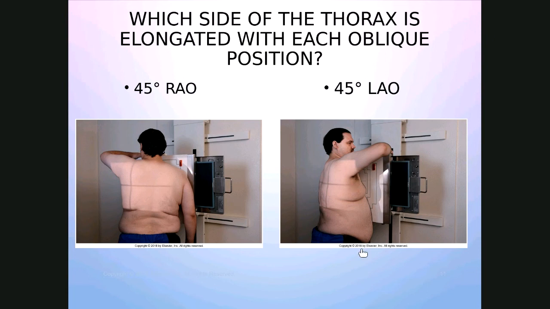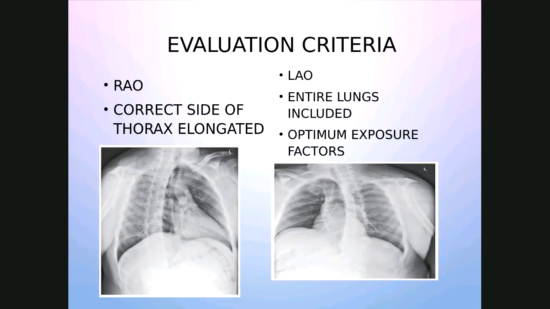So this gentleman is in a 45-degree. Left anterior is closest to the IR, so he's in a 45-degree LAO, and this would actually demonstrate the right lung better. And when he's in a 45-degree RAO, it demonstrates the left lung better. Okay, so that is important to know and to be able to visualize that when you're reading the reports.